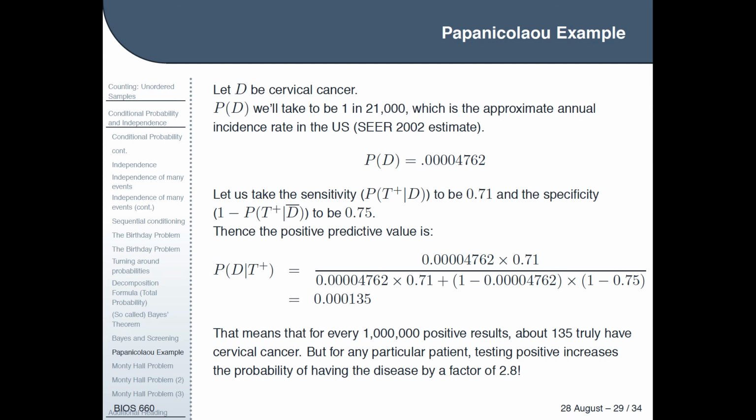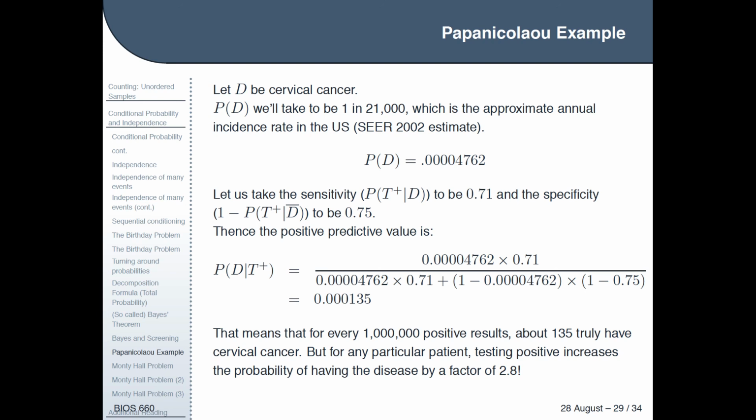So, given these numbers, say we want to find what's the probability that you actually do have cervical cancer given you have a positive test. And it actually turns out to be quite low, on the order of 0.001, like on the order of 1 in 1,000. So given 1 million positive results, only about 135 actually have cervical cancer.